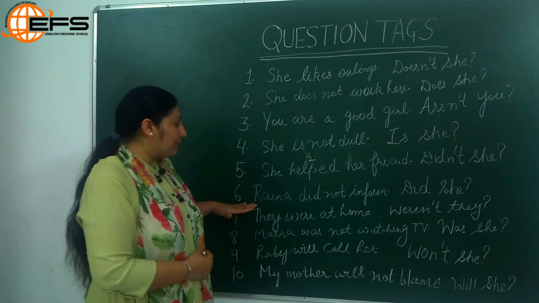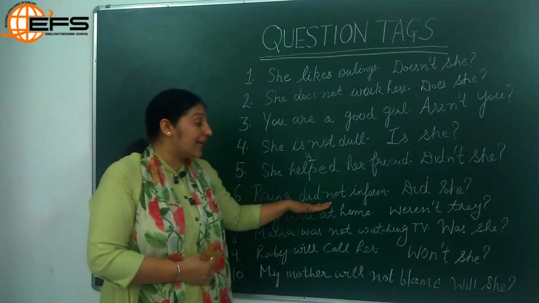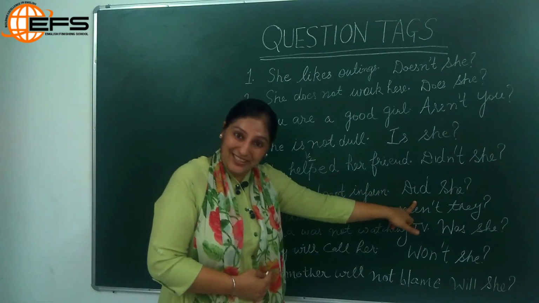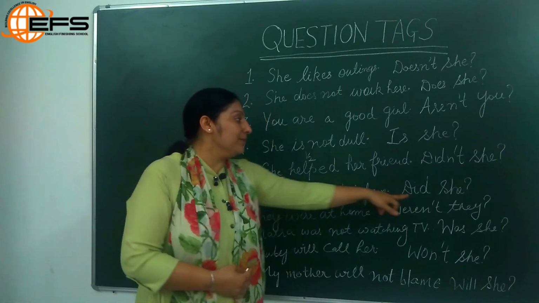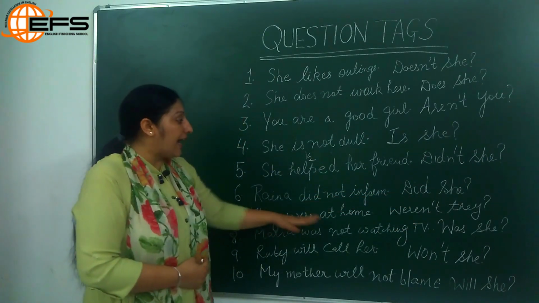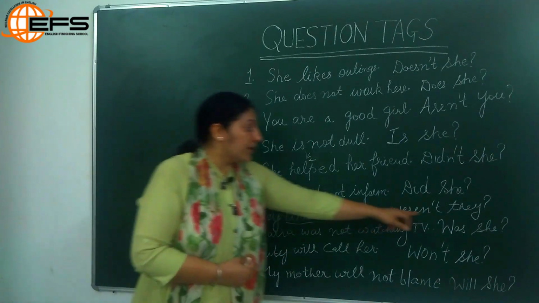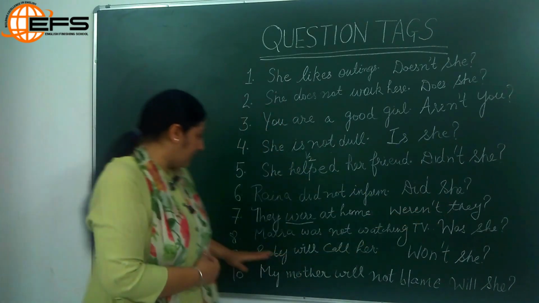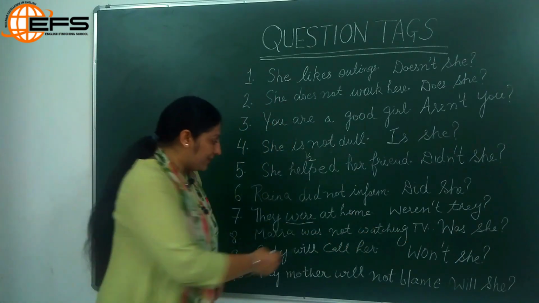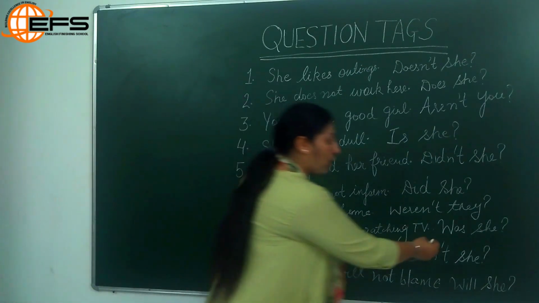Look at another example. Raina did not inform. So this is the example of negative simple past. So we'll make a question tag in positive, did she? Using the same helping verb which is used in simple past. They were at home. Again we have this helping verb, weren't they? Myra was not watching TV. So we have a negative continuous, past continuous. So we'll say was she?